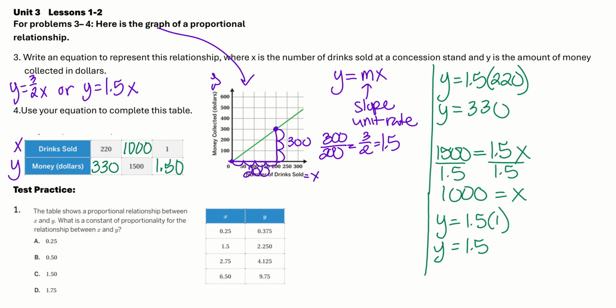All right, the table shows a proportional relationship between x and y. What is the constant of proportionality for the relationship between x and y? So this is something I reminded you guys from above, is that when it says it's proportional, we can just take these as ratios. We can actually just use any one we want because it says it's proportional right here. The table shows a proportional relationship. I don't need to check every single one. I can pick whatever one I want.